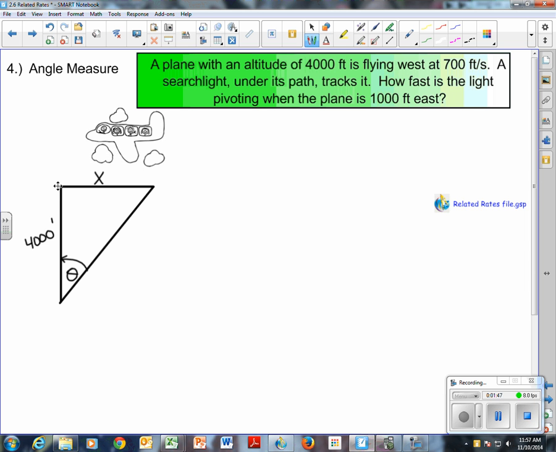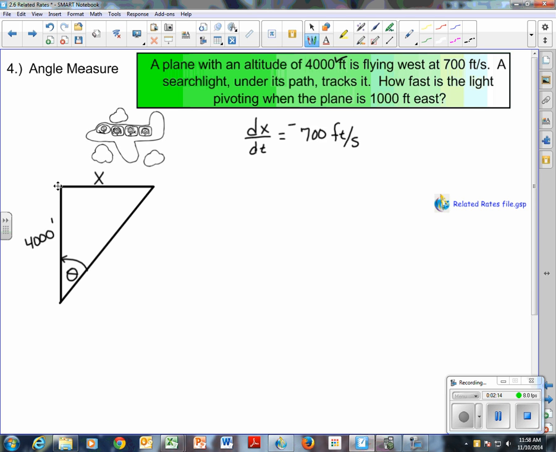Now, up here, we got the 4,000 taken care of in our picture. It's flying west at a rate of 700 feet per second. That would be dx dt then, in feet per second. Since it's in a westerly motion, I'm going to put negative because it's closing the gap, so it's getting smaller and smaller. I'm going to say then that that is a negative movement.